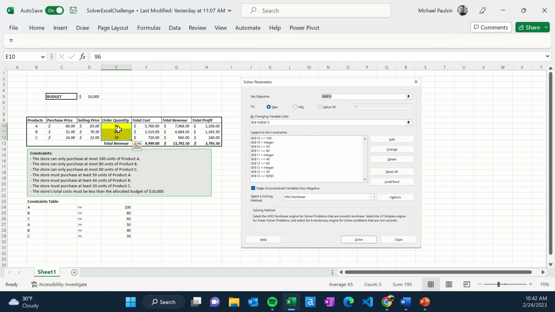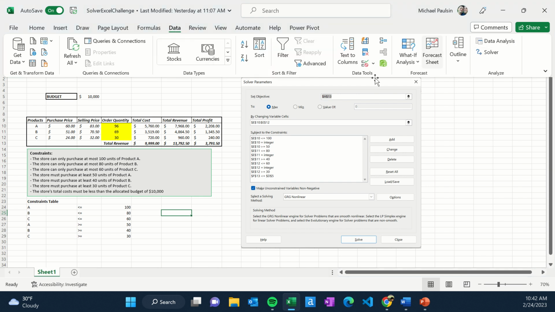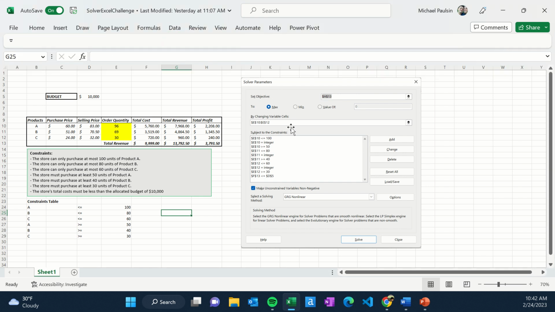Now, we need to add some constraints here. For example, product A, you cannot buy more than 100, but you need to buy at least 50. Okay. Product C, you have to buy at least 30, but you can't buy more than 60. Okay. So what we do here, we'll open Solver. It's in Data, Solver. I have a screenshot here of my solution and what it looks like.